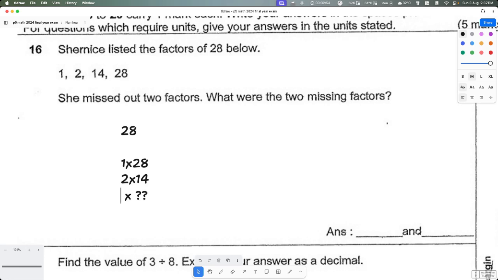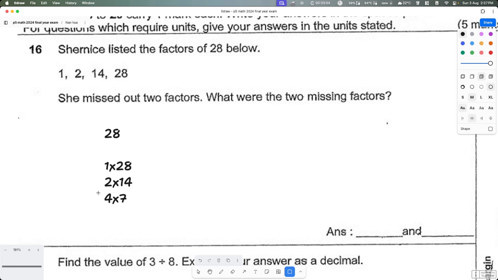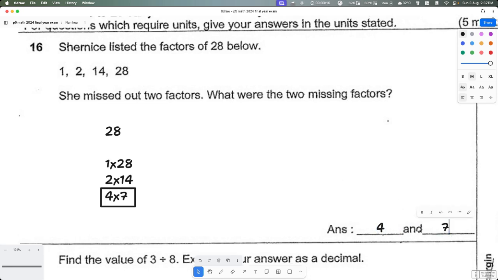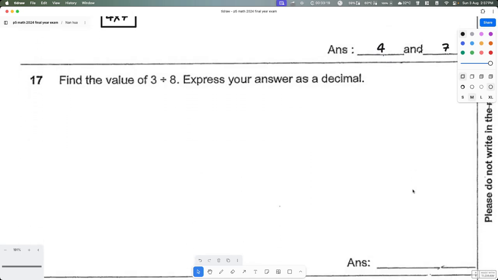No, right? Can we multiply by 4? Yes, we can. So 4 and 7, and that's it. So the answer to this is 4 and 7. Let's write here 4 and 7. All right. Let's move on to the next question.